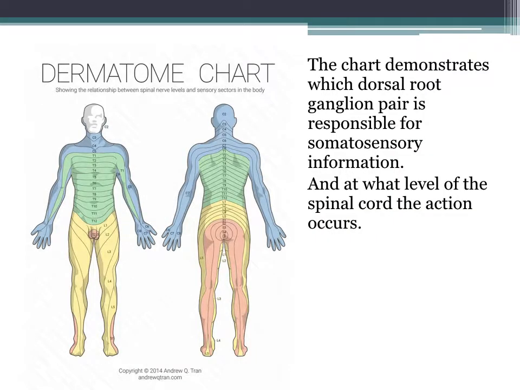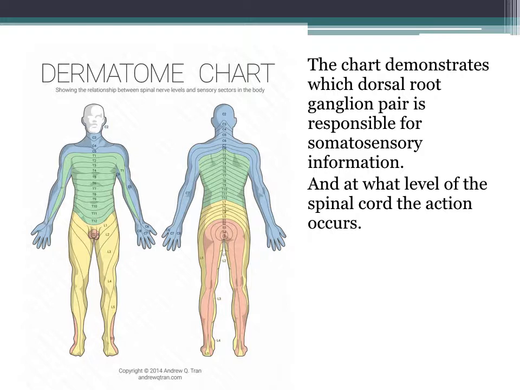One of those charts that I've always found fascinating whenever I've seen it is called a dermatome chart. And the chart demonstrates which of the dorsal root ganglion pair is responsible for the somatosensory information from that portion of the body. It also demonstrates where those root ganglion are sending the information to the spinal cord.